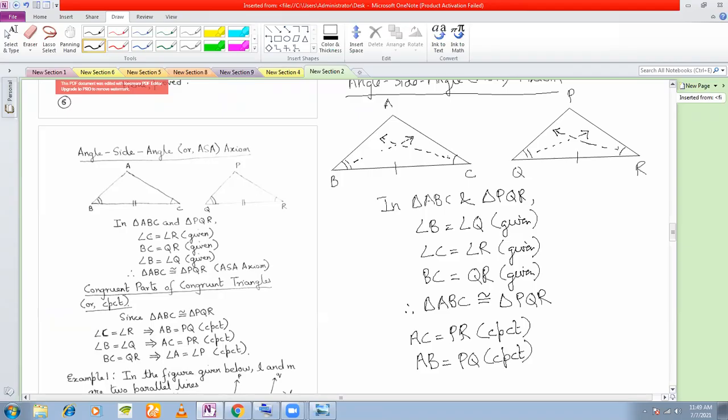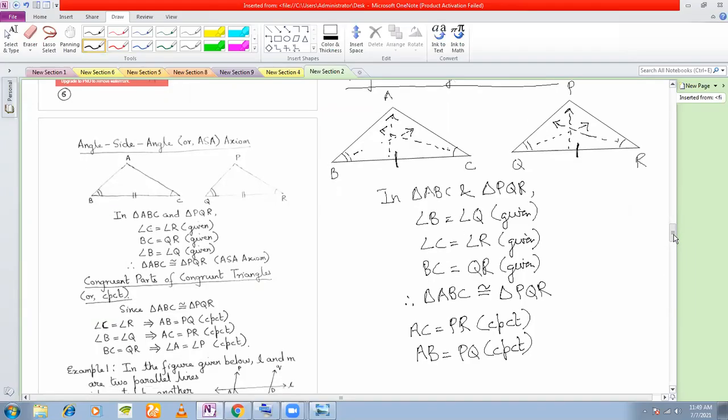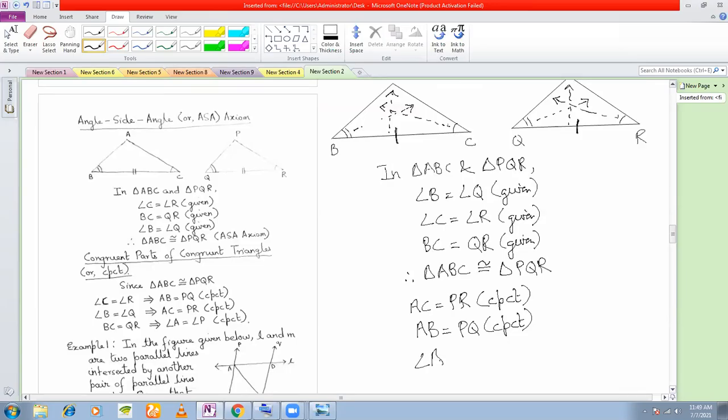Okay. What about the angle? If you see this side here, BC is equal to QR. Opposite to this side is which angle? Angle A. Opposite to this side is which angle? Angle P. So you can say angle A is equal to angle P by CPCT. Okay, so these are the three conclusions after proving congruency. These are the three conclusions that you can make from CPCT. Okay, any question till this part?